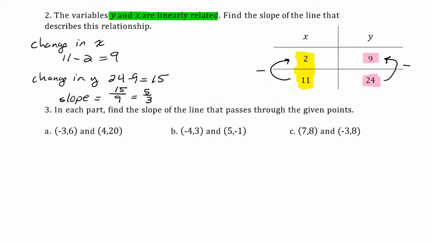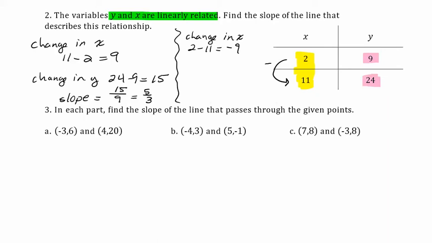Great. Now let's say the person next to you subtracted a little bit differently. Let's say they found their change in x by doing 2 minus 11. What if they do that? 2 minus 11. Is that going to be wrong? The answer is no, as long as they're consistent. So 2 minus 11 is negative 9.